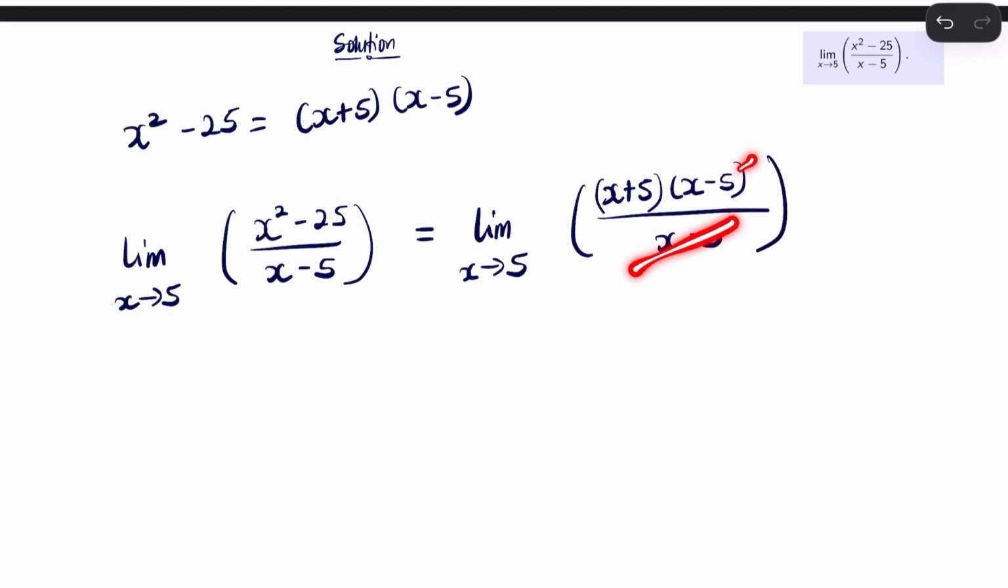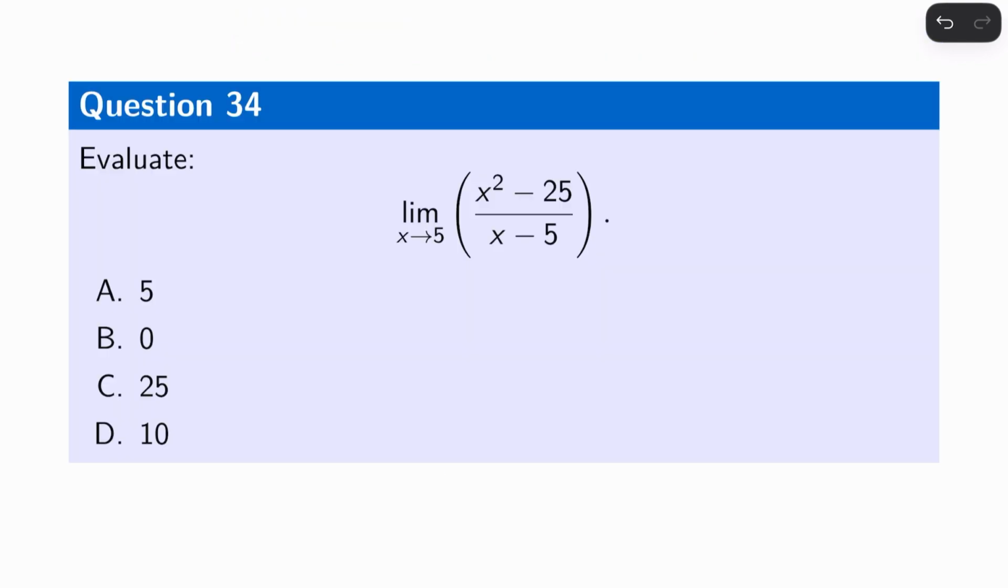And so this will cancel that, right? So at the end, we are going to have the limit as x approaches 5 of x plus 5. So when we substitute in 5, we're going to have 5 plus 5. So our result is equal to 10. Hence, the correct option is option D.